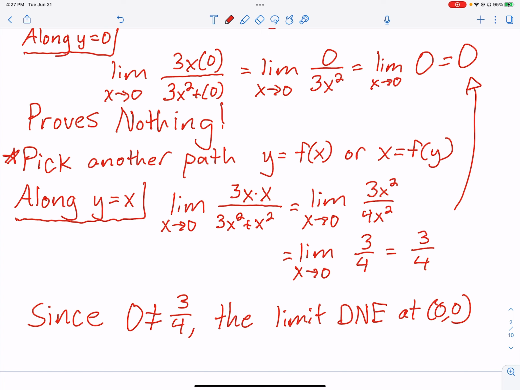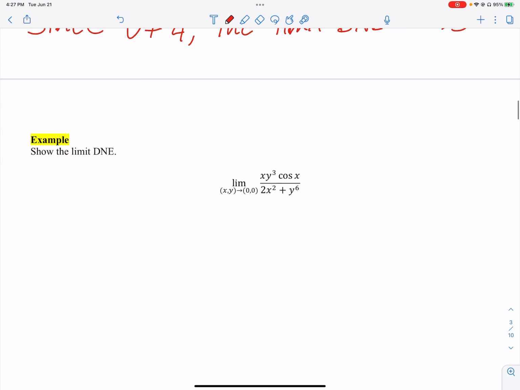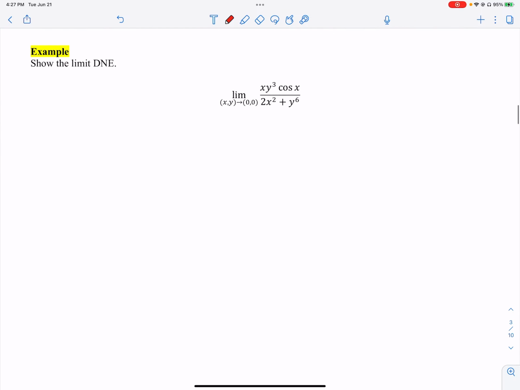All right, I have quite a bit of examples on this, so this video will be on the longer side. Let's try another. We always try the same paths first. Along x equals 0, we'll try that. So that's the limit as y approaches 0.